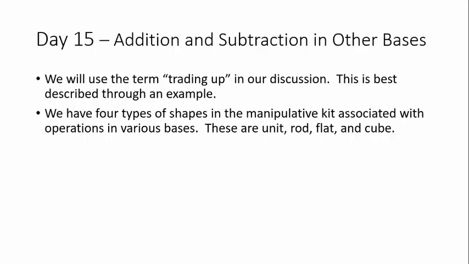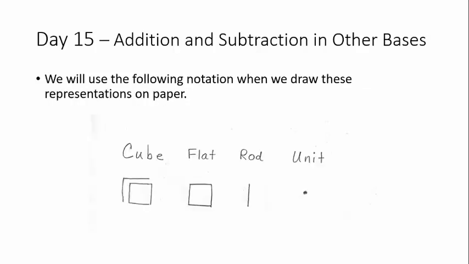In our manipulative kit associated with operations in various bases, we have 4 objects. We've got a unit, a rod, a flat, and a cube. When we are drawing this on our paper, these are the symbols we will use for these 4 objects. The unit will be represented with a dot, the rod with a vertical line, the flat with a square, and the cube is a square with an angle in the upper left corner.